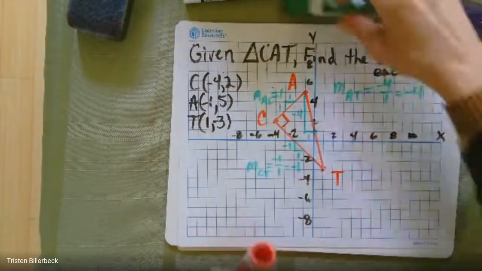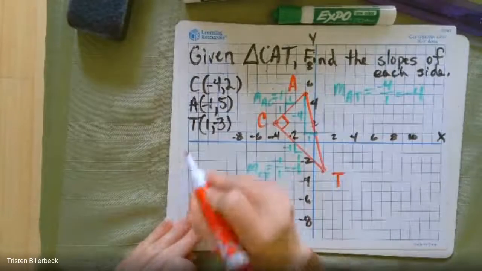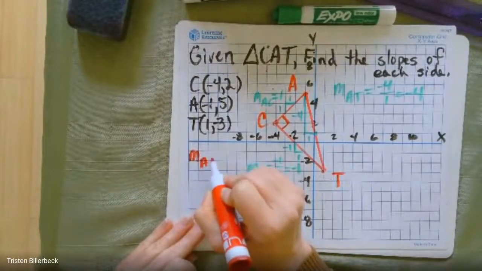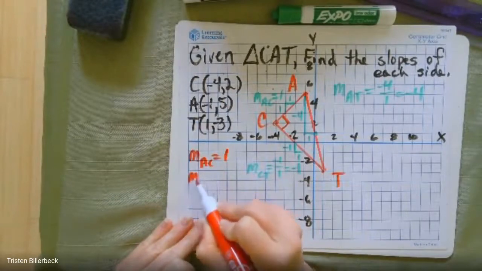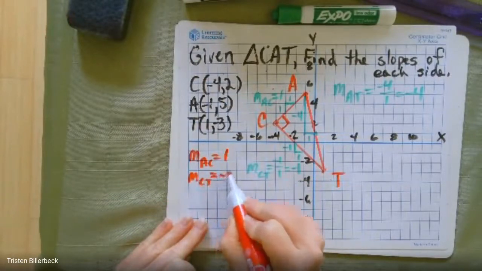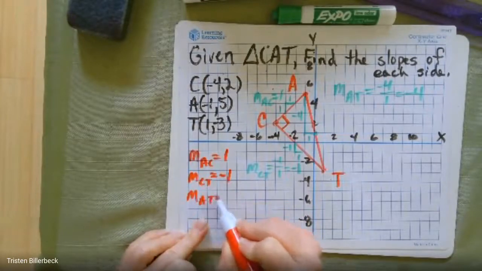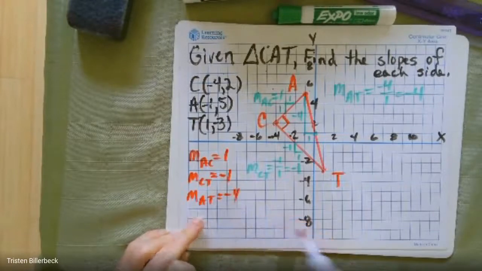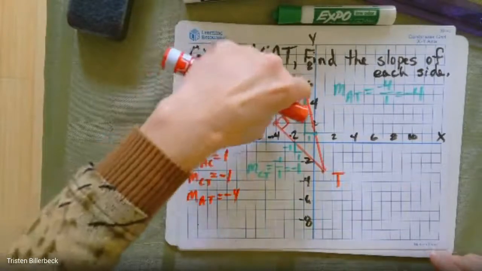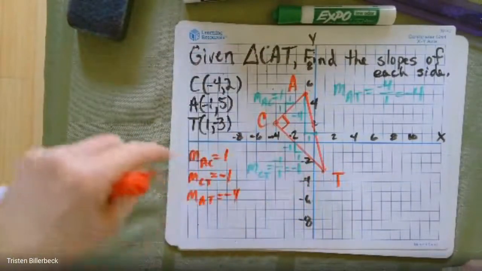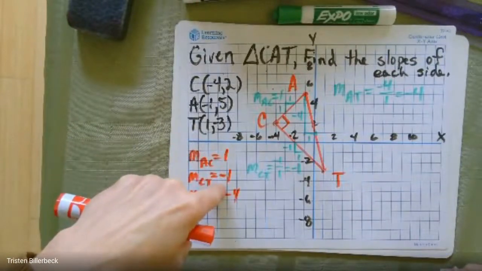Okay, so when we consolidate all these slopes, we have the first slope, AC, was 1. The second slope, CT, ended up -1. And the last slope, AT, was -4. So why was this one perpendicular to this one? So let's look at AC's 1 and CT's -1.